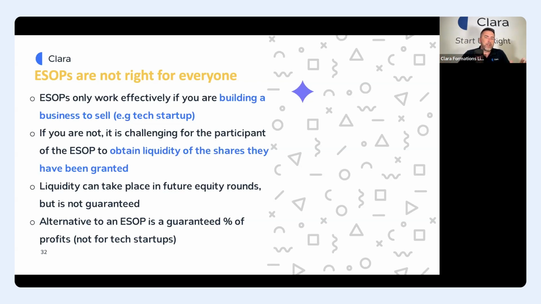Now, if ESOPs aren't for you because you've come from an SME and you're not really a tech startup, then really the best option for you is just a percentage of profits. Okay, so just saying, 10% of all profits in the company will be allocated to the staff, and that's a completely separate talk.